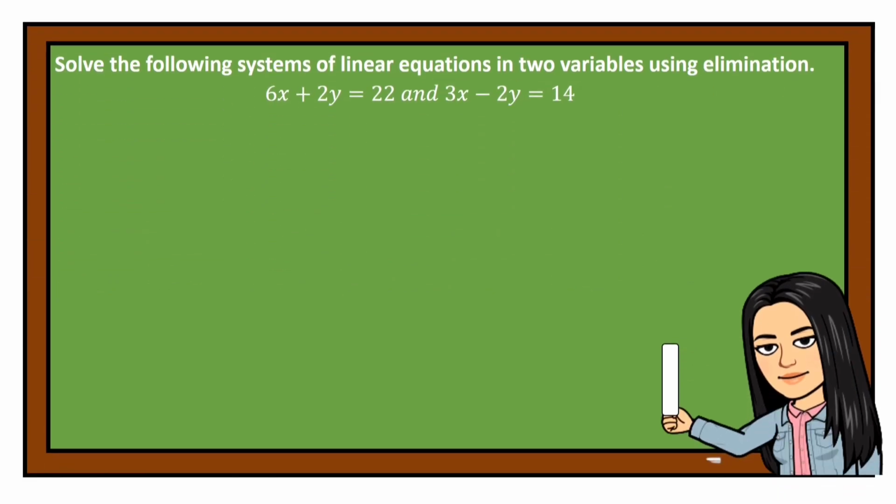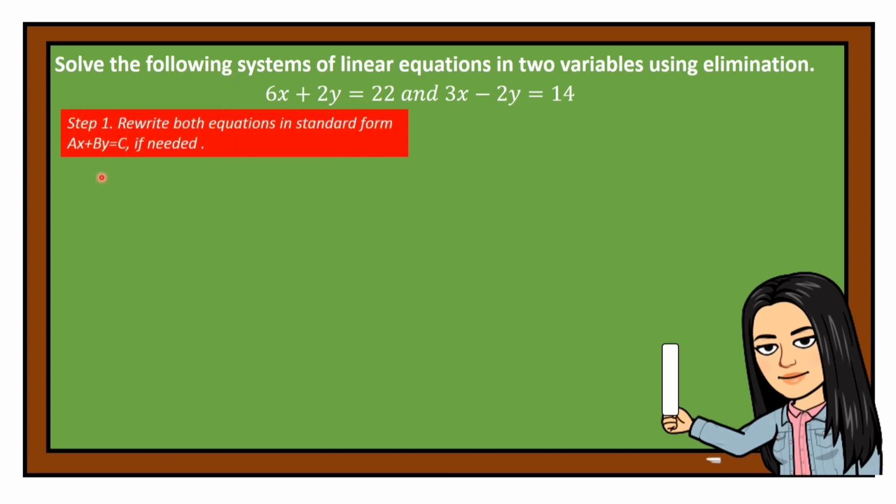Okay, so we are done with graphing method and substitution method. Nakita natin na sa graphing at substitution method, pareho ang lumabas na solution. This time naman, gamitin natin ang elimination method at tingnan natin kung pareho rin ang solution na makukuha natin sa elimination method. So, ang given natin, 6x plus 2y equals 22 and 3x minus 2y equals 14. So, ito naman ang steps para sa elimination method.